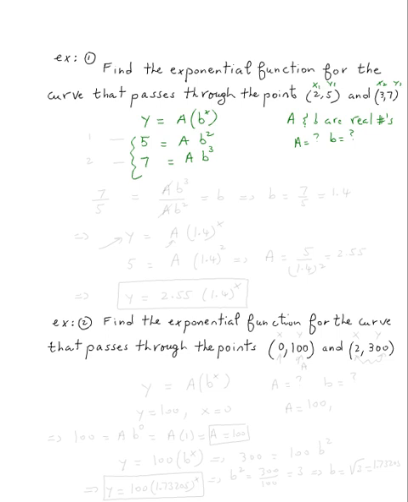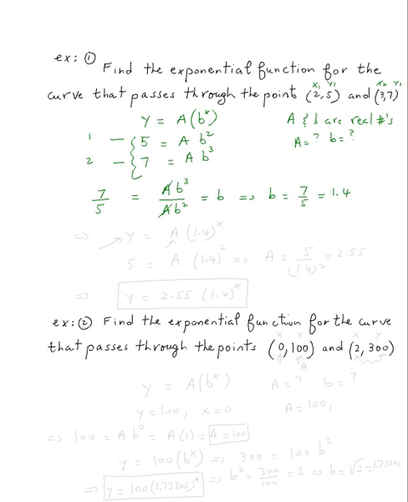Now, to find a, the easiest way is to find b first. How do we find b? Let's call this equation 2 and this equation 1. All we do is divide the left side, 7 by 5, and this is equal to a b cubed over a b squared. The good thing about this is we can simplify the a because we know a cannot be 0. And b cubed over b squared is just b. So now we found that b is equal to 7 over 5, which is 1.4.